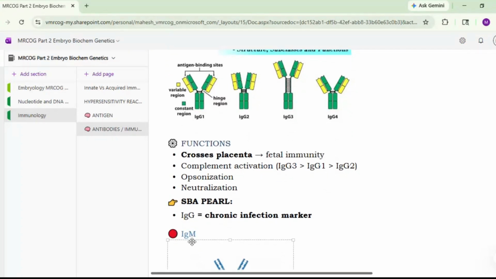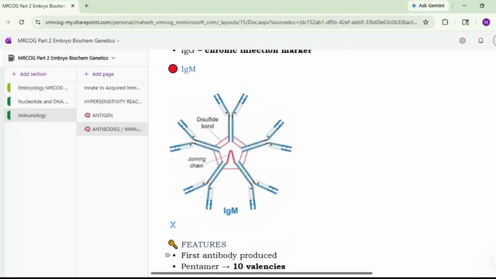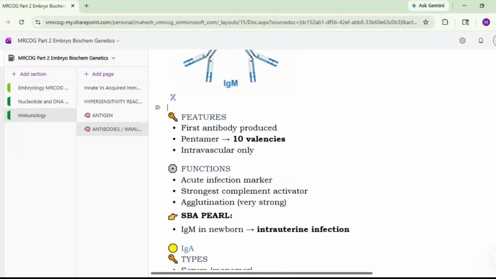The next type of antibody is IgM, and this is the structure of the IgM antibody. It is a pentamer: 1, 2, 3, 4, and 5. The units are joined to each other by disulfide bonds, and there is a joining chain present between them. This is how the IgM pentamer is formed.